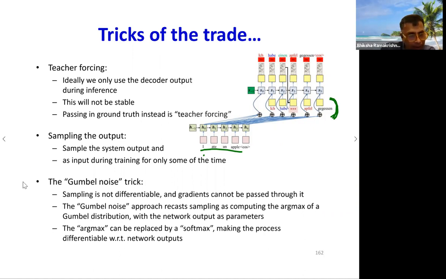So there are other things. The act of sampling is a non-differentiable process, so passing the gradients of the sampling backwards out here won't be possible. To make this possible, we will recast sampling the output distribution through an equivalent operation, which is computing the argmax of a Gumbel distribution whose parameters are the output distribution of the network. And now the argmax can be replaced by a softmax. It makes the process differentiable with respect to the network output. I won't get into this, but we explain this in greater detail in the recitation.